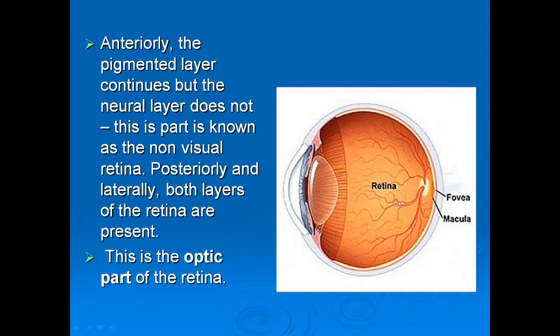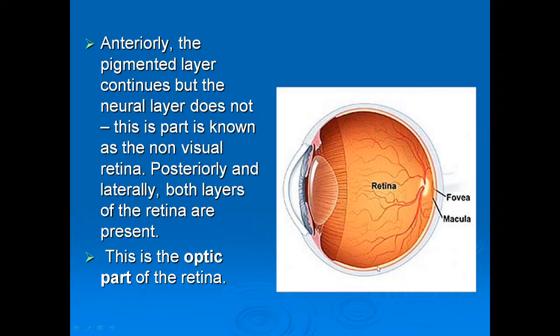This is retina. Anteriorly, the pigmented layer continues, but the neural layer does not. This part is known as the non-visual retina, anteriorly located. And posteriorly and laterally, both layers of the retina are present. This is the optic part of the retina.